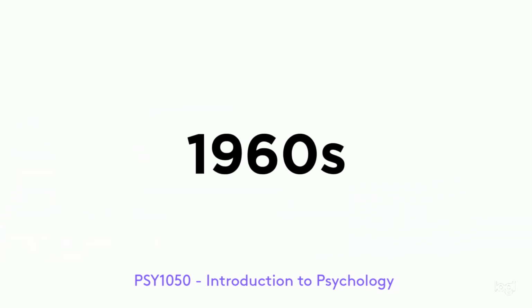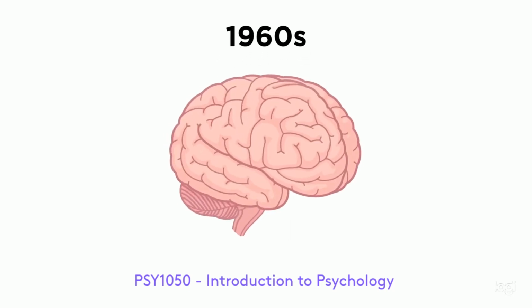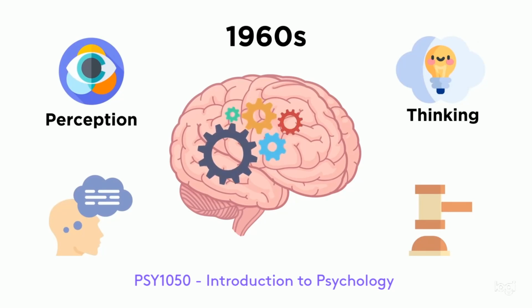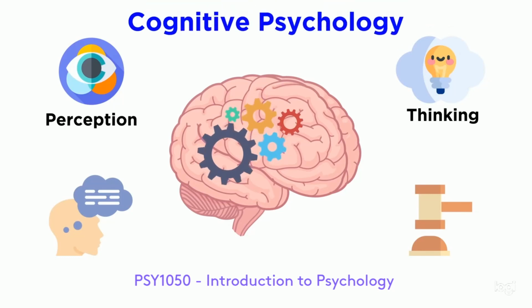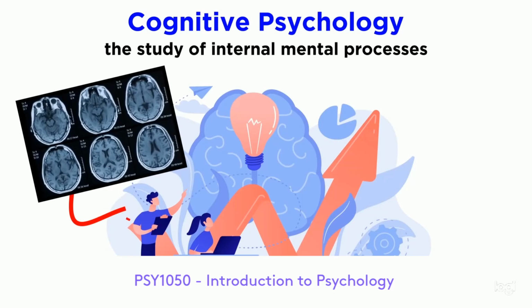Starting in the 1960s, psychologists began to wonder how the brain might be involved in mental processes like perception, thinking, memory, and judgment. They still wanted to study observable behaviors, like the behaviorists, but they wanted to know what was going on inside the mind and the brain. This type of psychology, called cognitive psychology, is an active area of research today. Cognitive psychologists study things like perception, decision-making, and problem-solving, often using brain imaging tools like MRI to see what role the brain plays in these behaviors.